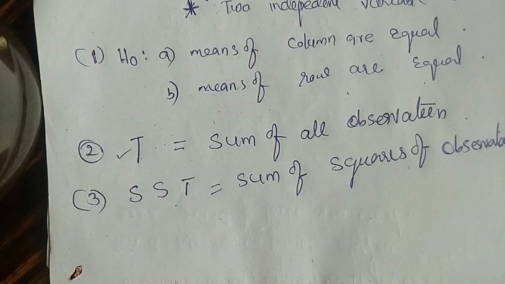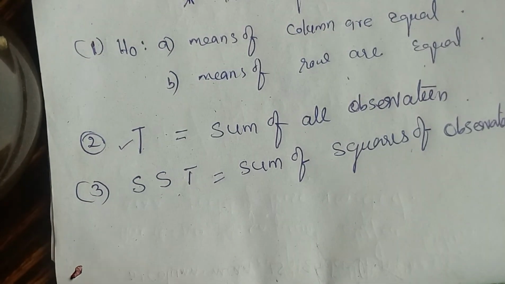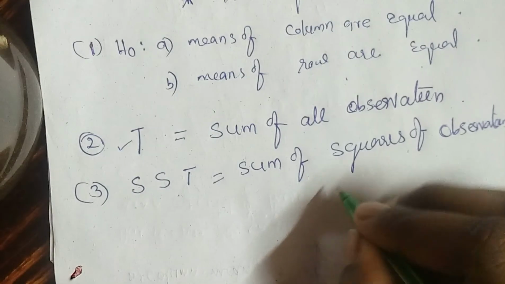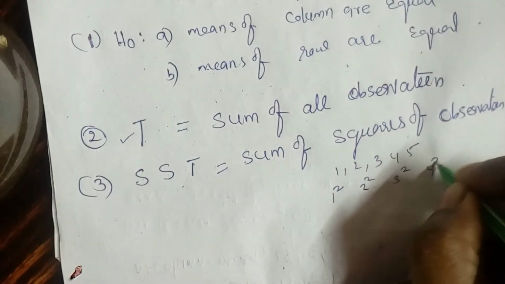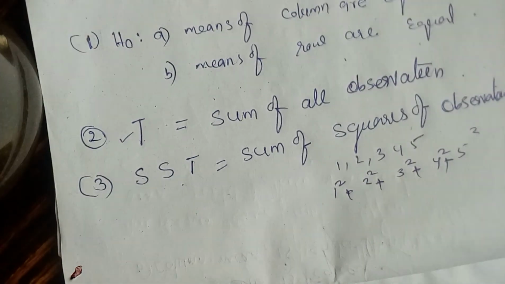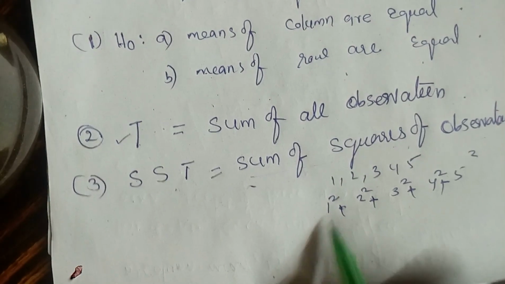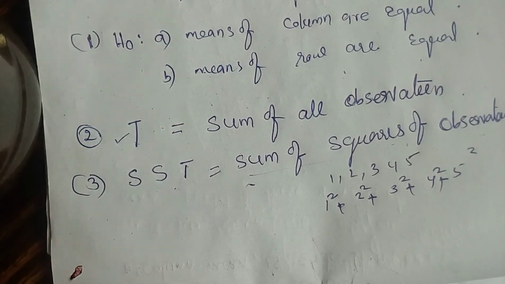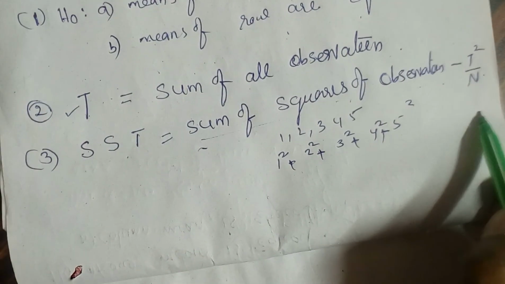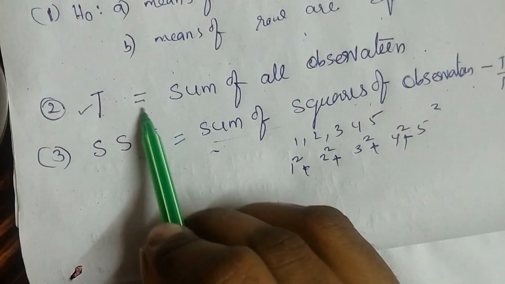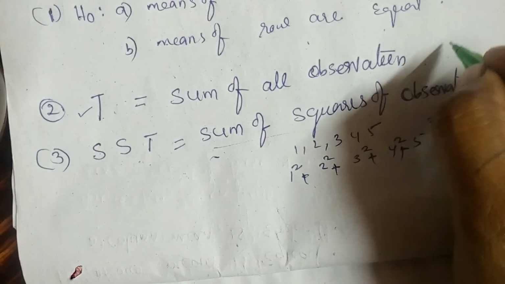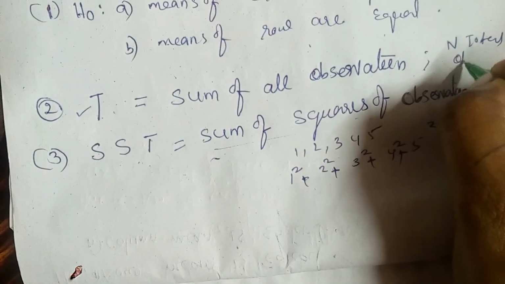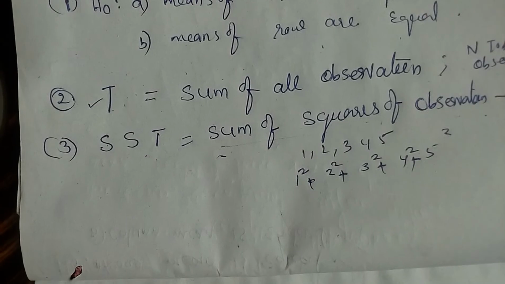SST means you take all observations, square each observation, and add them. We have 1, 2, 3, 4, 5 observations. So you square them: 1 square, 2 square, 3 square, 4 square, 5 square, and add. This is the example. So sum of the squares of observations means you take all observations, square and add them. Sum of squares of observations minus T square by n. This value is SST. So we get what T is, and n is the total number of observations. So we got SST.